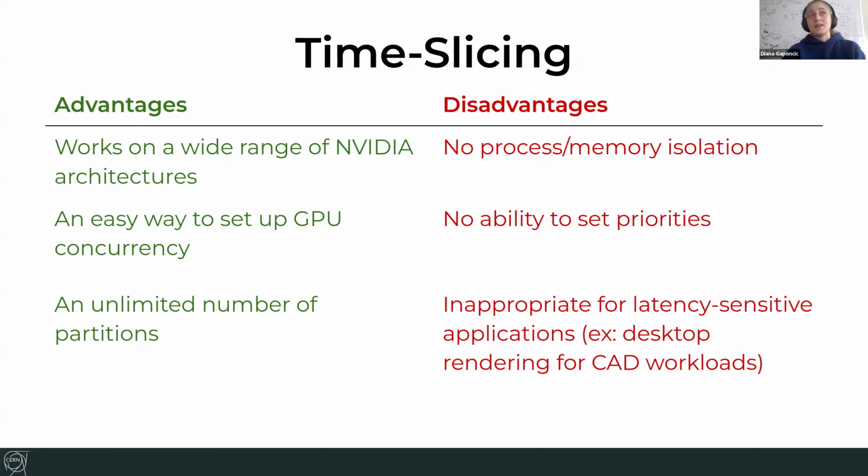So to sum up with time slicing, the good part is that it works on a very wide range of NVIDIA architectures. It's very easy to set up, and in theory, we have an unlimited number of partitions. But the disadvantage is that you don't really get process or memory isolation. You cannot set priorities between your processes. So as a result, it's just inappropriate for anything that is very latency sensitive.